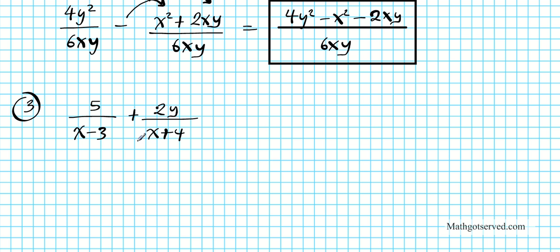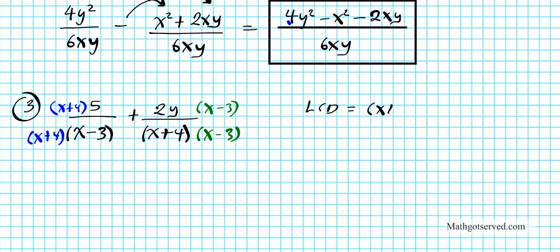So what we're going to do is we have an x minus 3 here, put in parentheses. It cannot be factored, so just put it like that, and this x plus 4. So multiply the right side by x minus 3, top and bottom. And on the left side, we'll multiply by x plus 4, top and bottom. Now we're just going to multiply the numerators so we can combine them. As you can see here, the LCD is basically x plus 4 times x minus 3.